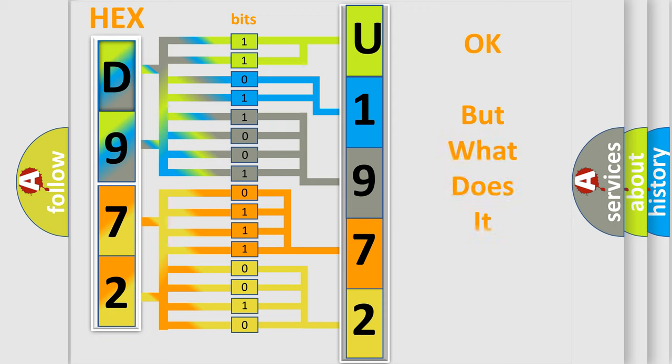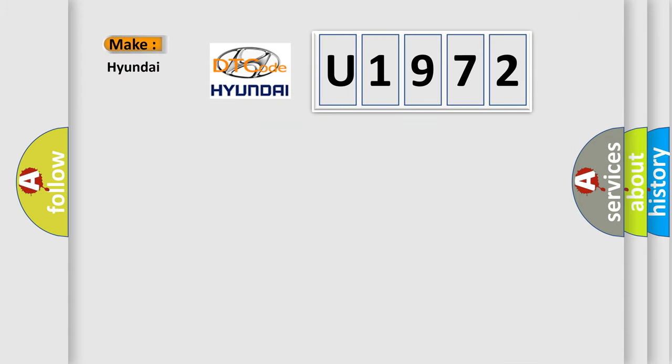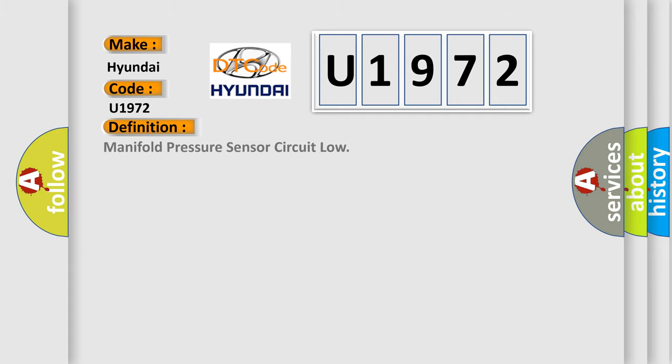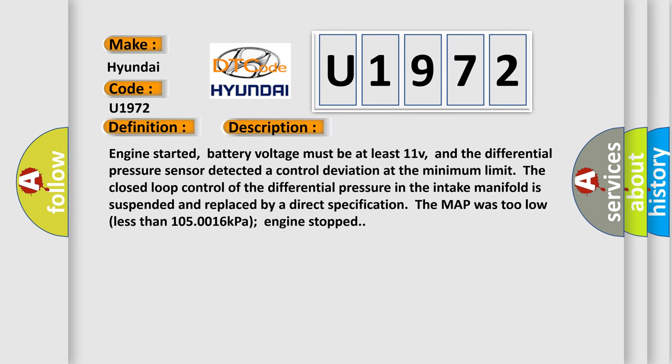The number itself does not make sense to us if we cannot assign information to what it actually expresses. So, what does the Diagnostic Trouble Code U1972 interpret specifically for Hyundai car manufacturers? The basic definition is manifold pressure sensor circuit low. And now this is a short description of this DTC code.